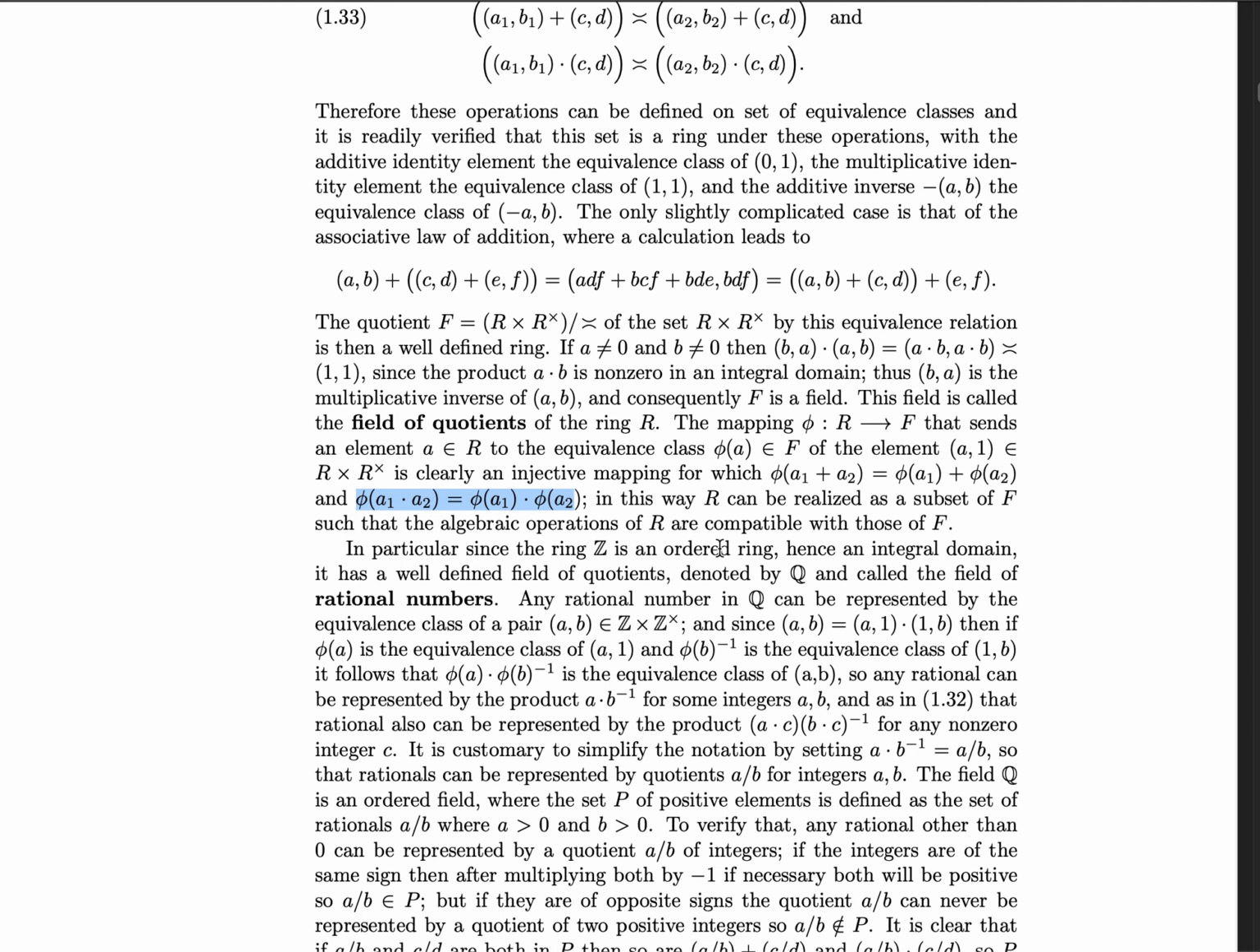We'll stop here and we'll continue next time by considering what happens if we perform this operation, forming the field of quotients, using our ring being the integers which we just constructed. And with this, we will construct the rational numbers.